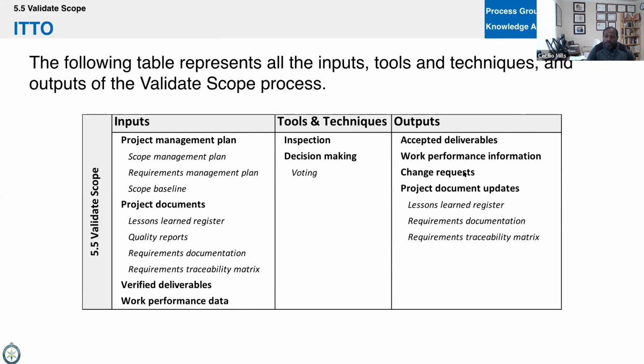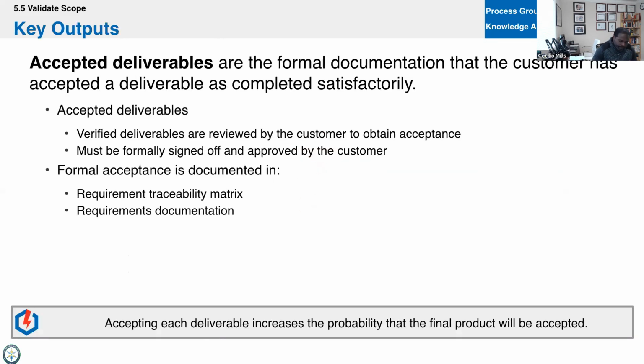All right, we may get some requests for change and some updates to our documents, and we'll get there from taking the plan, other project documents, but the verified deliverables, output from monitoring, from control quality. We'll take these verified deliverables and we'll inspect them, and we'll have the client vote to say yay or nay. And if they say yay, then we get these accepted deliverables, and they're formally signed off on. That's the idea for the exam. Has to have some sort of formal acceptance or approval.